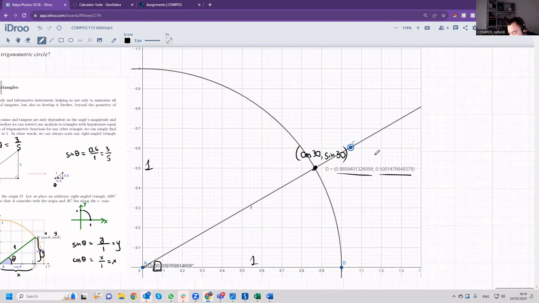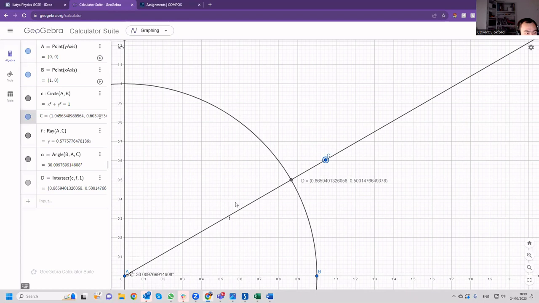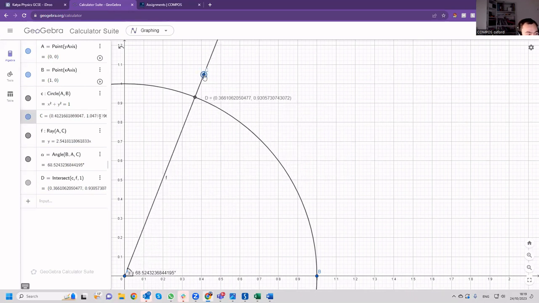And cos 30 on the calculator is 0.86602. They're really close. So it is, in fact, that. If you want to find the cosine or sine of any angle, all you need is to draw that angle here. For example, 70 degrees: the cosine of 70 degrees is 0.34, and the sine of 70 degrees is 0.939.